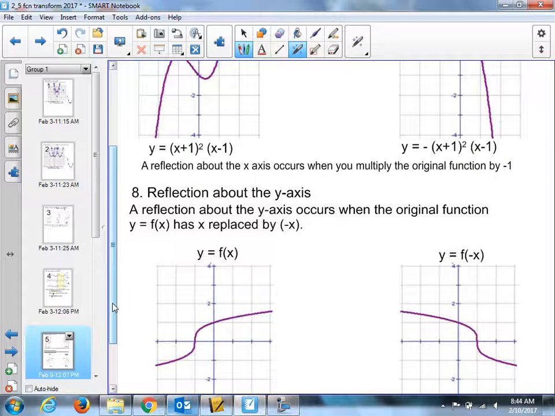About the y-axis, f of x there, if you put the negative sign inside the bracket, it works on the x coordinates. You reflect about the y-axis. This is your mirror line kind of thing, right?